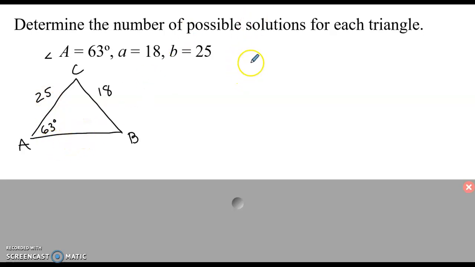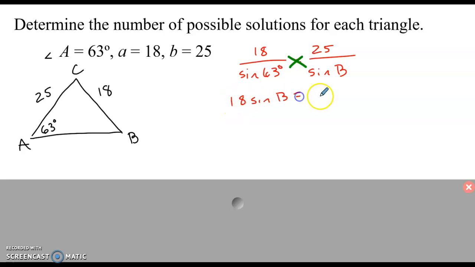And then what I do is I just set up the law of sines. Now, I don't know if there are 0, 1, or 2 triangles that can have these 3 measurements. I'm just going to set up the law of sines and see what happens. So 18 over the sine of 63 is equal to 25 over the sine of angle B. And then to solve this, I am going to cross multiply, so I get 18 times sine B equals 25 times sine 63 degrees.